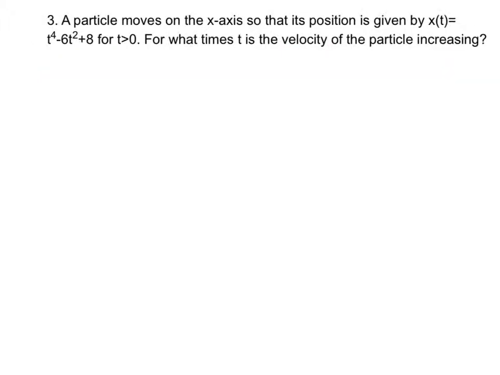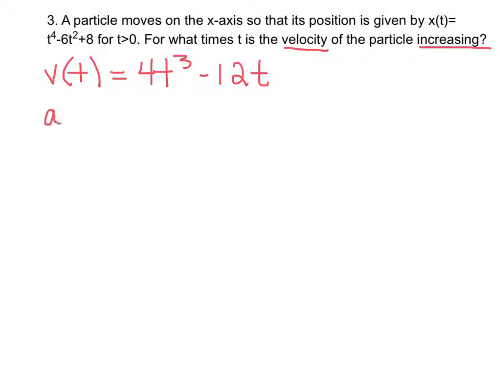Okay, the next one is giving you the position equation, and they want to know for what times t the velocity is increasing. So let's start by getting a velocity equation. So we take the derivative, and we get 4t cubed minus 12t. Now, this one is asking for what times t the velocity is increasing. They want the velocity increasing. So that would be the derivative of the velocity. So we need to go an extra step and find A of t.